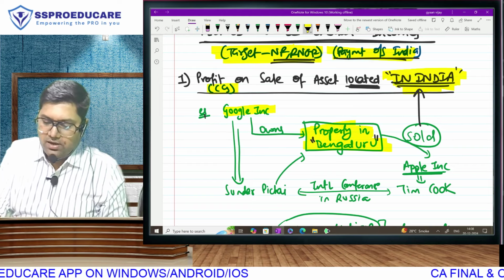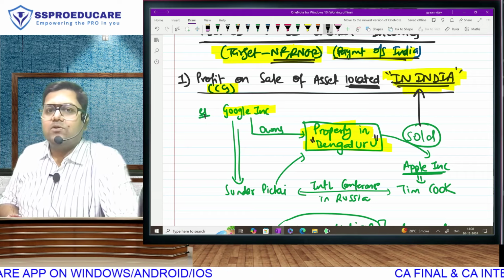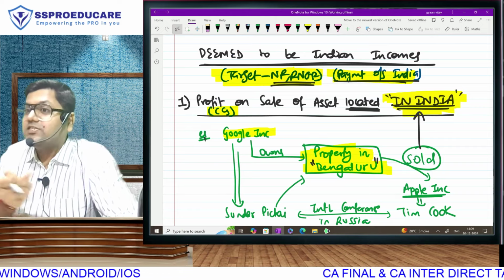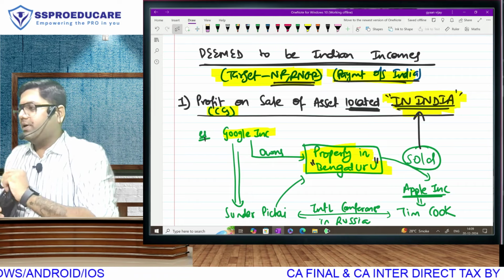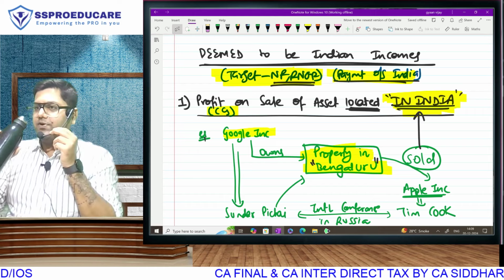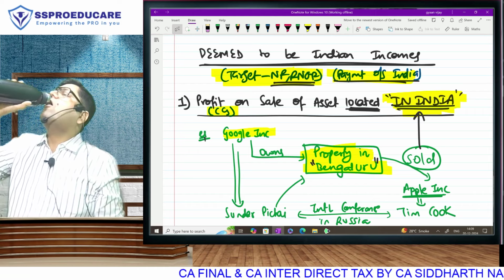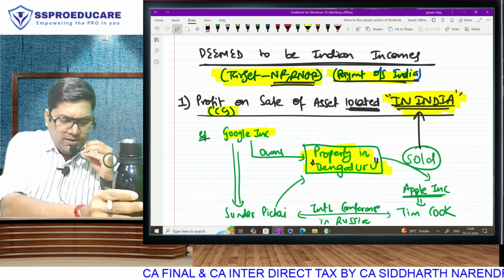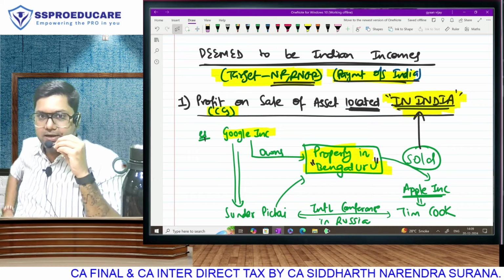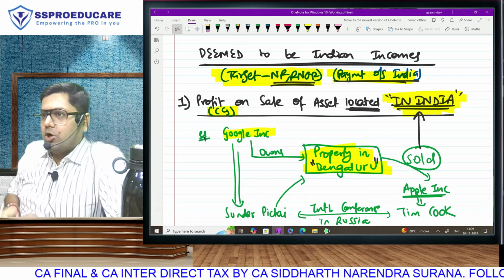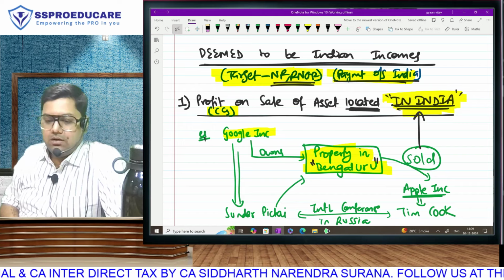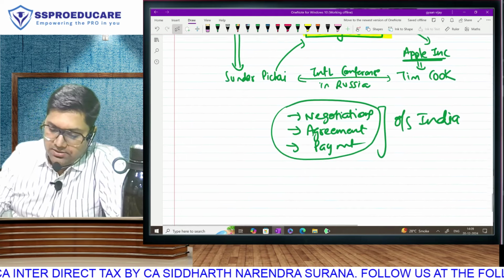Now read the heading. Profit on sale of asset located in India will be deemed to be Indian income. See, this is first point of which list? Incomes which are deemed to be Indian income. And first point, first condition in income which is deemed to be Indian income. Which is the first income? Profit from... Understood why everything has happened outside, still we are considering it as Indian income. Why, sir? Because profit from asset located in India. Is that clear, everyone? Fantastic.